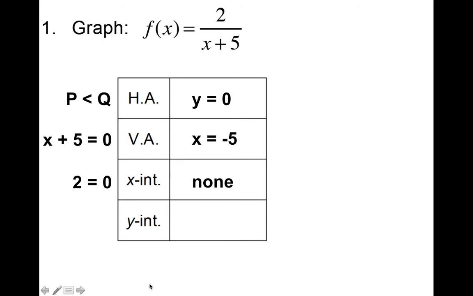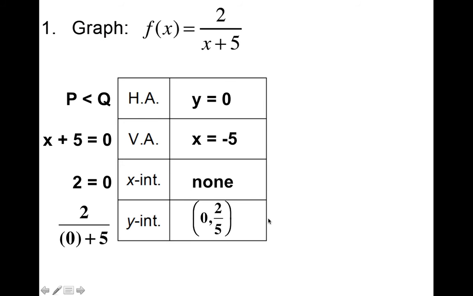Then your y-intercept is when you plug in 0 for x. So this is 2 over 0 plus 5, which is just 2 over 5. Remember, the y-intercept is a point, so it's 0 comma 2 over 5. So yes, you have to show this work. I need to see where these values are coming from. So always show this part over here as well.